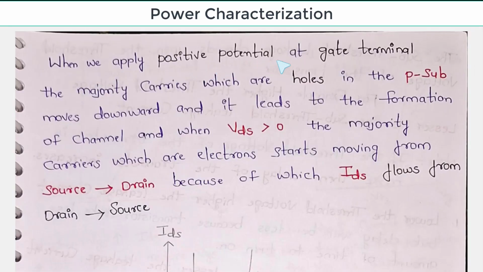When we apply positive potential at gate terminal, the majority carriers, which are holes in the P substrate, move downward and it leads to the formation of the channel. So the minimum amount of voltage that should be applied across the gate terminal for the formation of channel is called as threshold voltage. And when VDS is greater than 0, the majority carriers, which are electrons, start moving from source to drain, because of which IDS current will flow from drain to source.